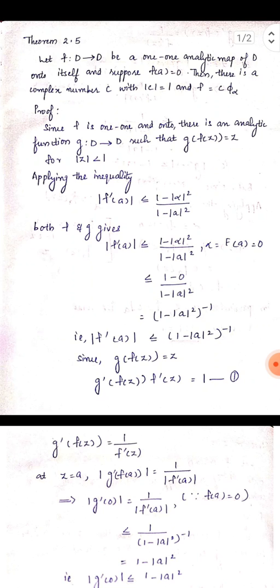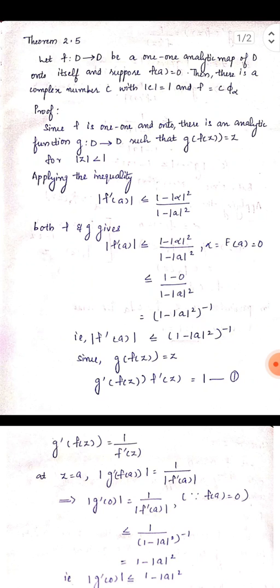Its proof is, since we have f is 1-to-1 and onto, there is an analytic function, that is g from D to D such that g of f of z equal to z for mod z less than 1. So here we have already given that f is 1-to-1 and onto. So there exists an analytic function g from D to D and g of f of z equal to z for mod z less than 1.